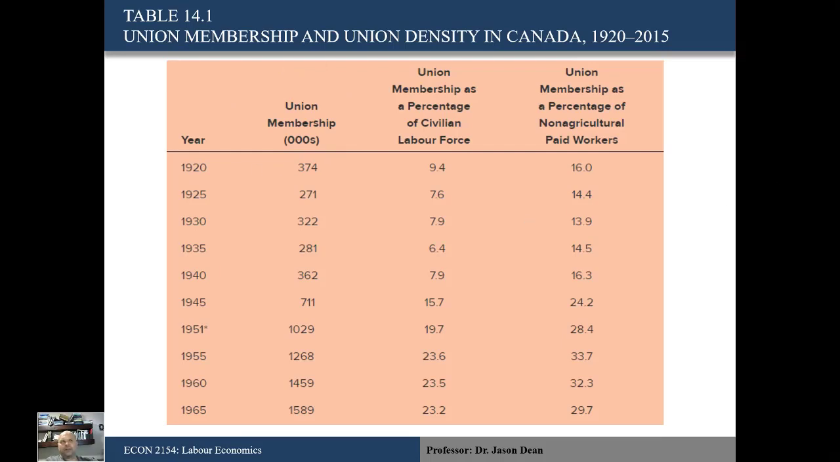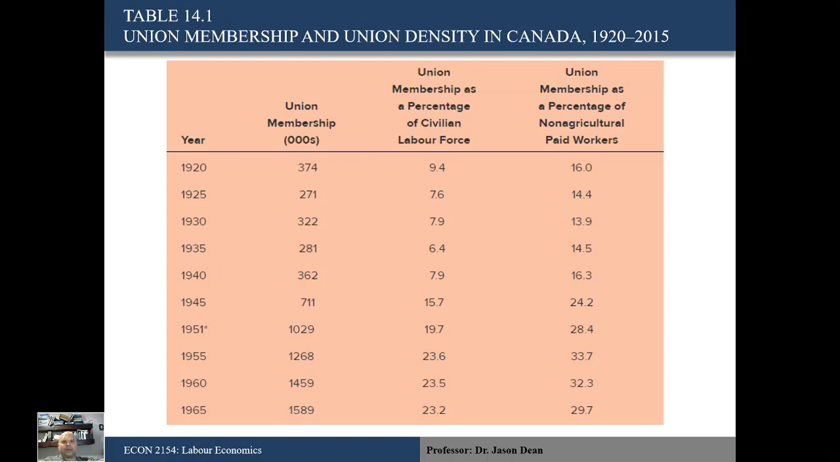The third column has data on union membership as a percentage of the civilian labor force, and the last column has information on union membership as a proportion of civilian non-agricultural paid work. So this measure excludes from consideration the self-employed and those who are employed in agriculture.